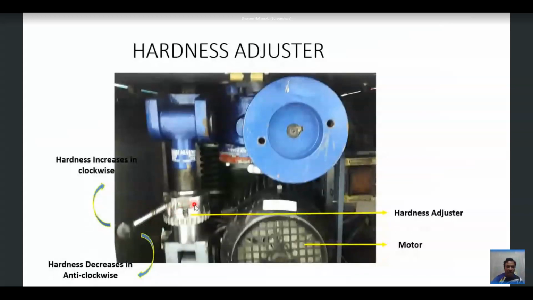Similarly, you also have one more device, the fill volume adjuster. That fill volume adjuster will be somewhere below here. The fill volume adjuster is not seen over here, but you can see the hardness adjuster. And here you have the motor, and this is the roller fixed to the motor. Thereby, this roller makes the compression machine rotate. So this is about the hardness adjuster.